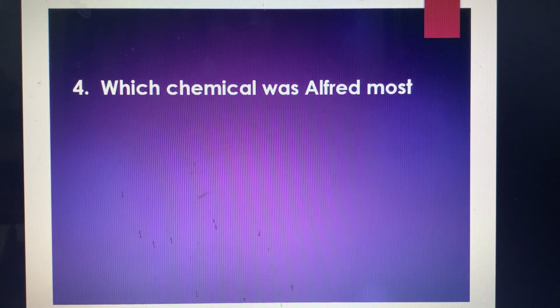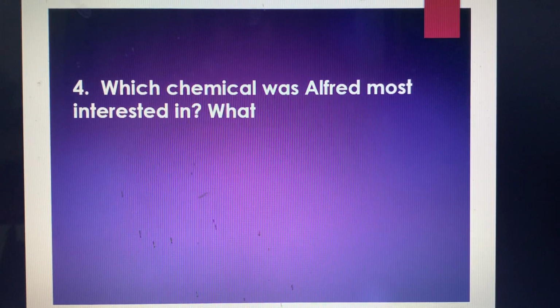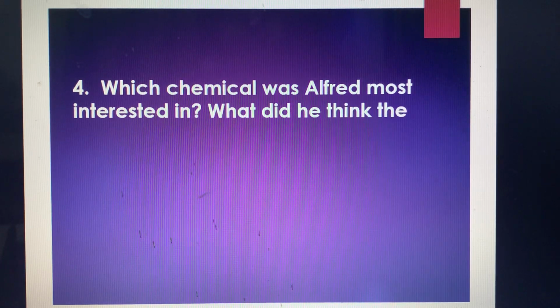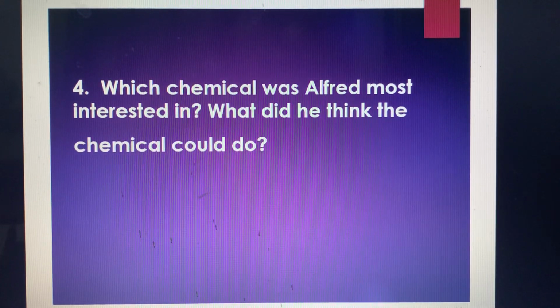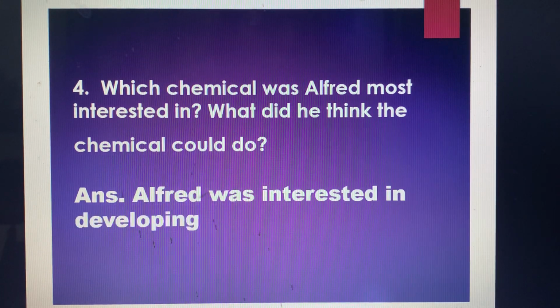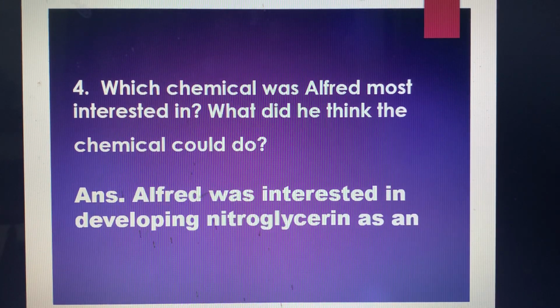Next question is question number 4. Which chemical was Alfred most interested in? What did he think the chemical could do? So what was the name of the chemical? Basically, Alfred was interested in developing nitroglycerin as an explosive. So what did he think the chemical could do?